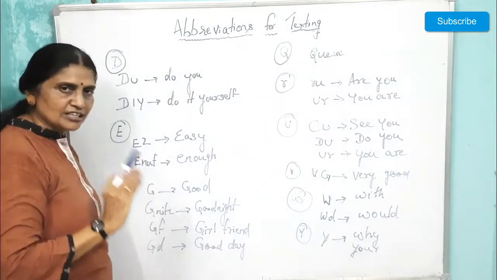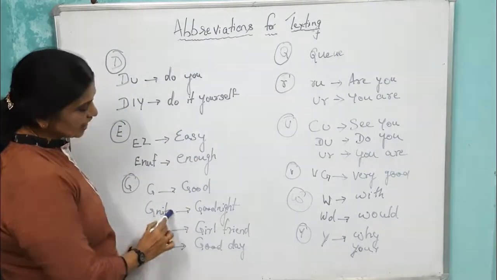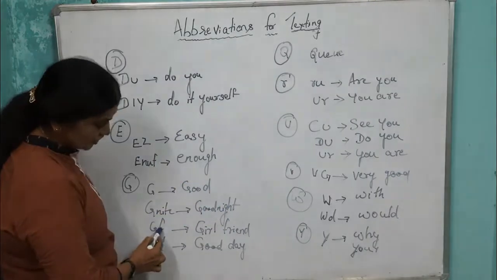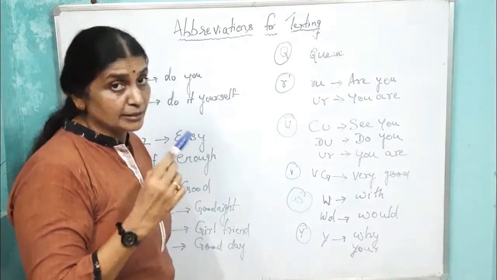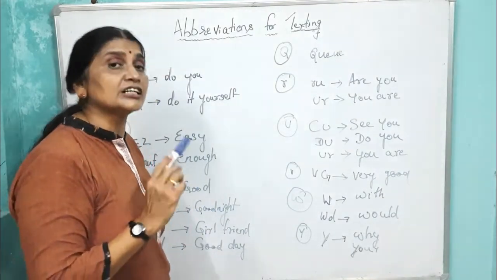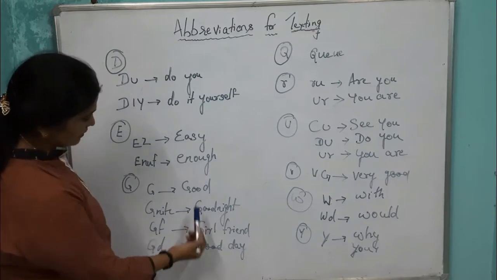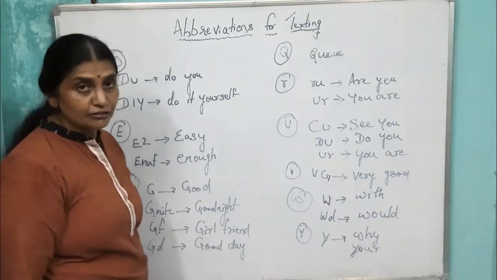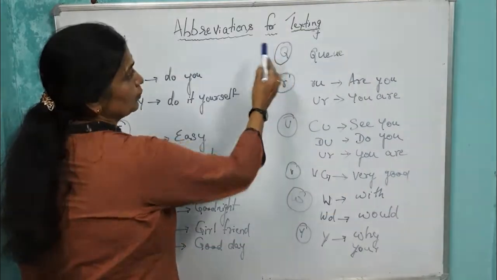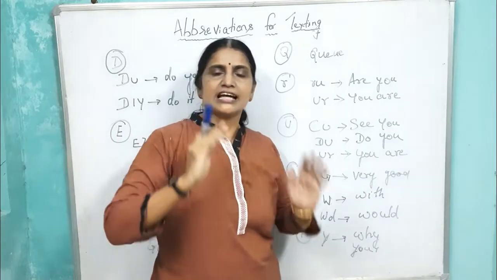G. Generally if you just put G, it stands for good. Okay. G night, good night. GF, girlfriend. Now BF, we have seen for boyfriend or the best friend. Now GF is for girlfriend. GD, I think the word GD you can write for good night. G night also you can put for good night. Okay, Q. If you just type the letter Q, it stands for queuing.